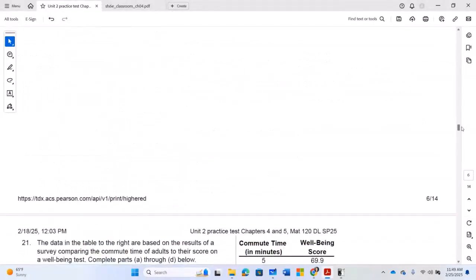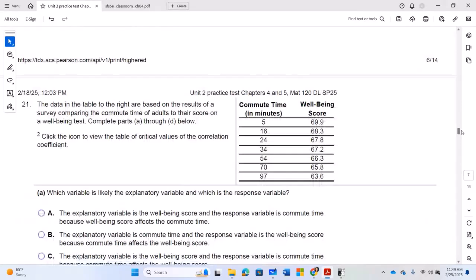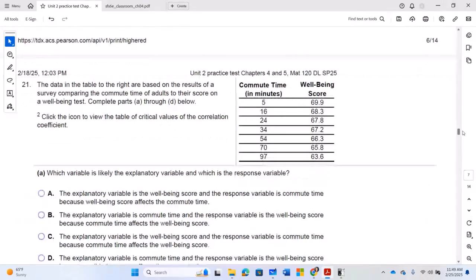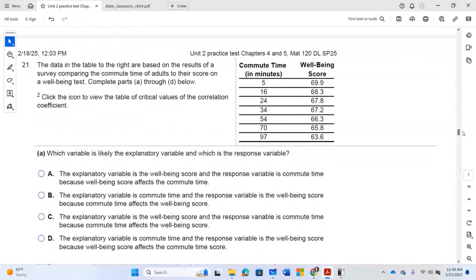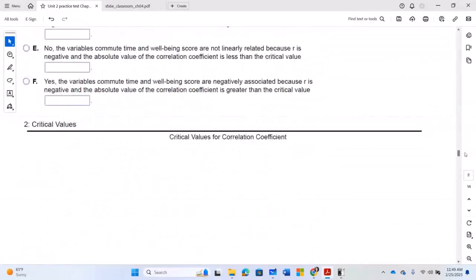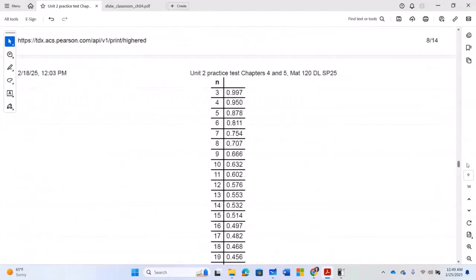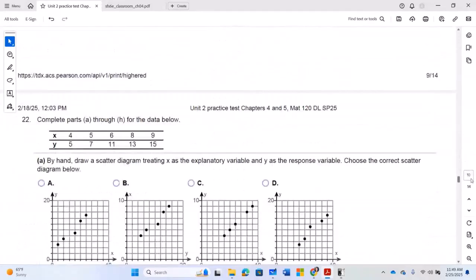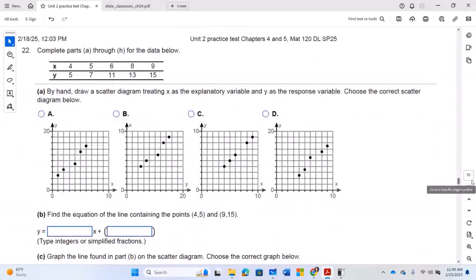Okay, so what I want to do is go to this one that is long. That's a long question here on linear regression. That is number 22. We want to go here because they want us to find the regression equation by hand.